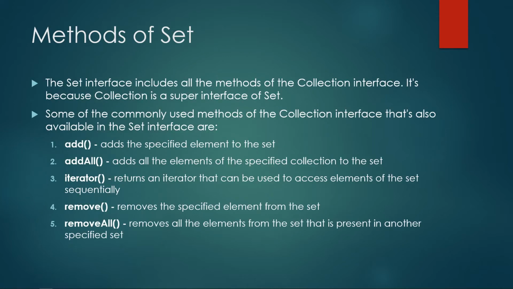The methods of set. The set interface includes all the methods of the collection interface, because collection is a super interface of set. Some of the commonly used methods of the collection interface that are also available in set are add, which adds a specified element to the set; addAll, which adds all the elements of the specified collection to the set; iterator, which returns an iterator that can be used to access elements of the set sequentially; the remove method; and the removeAll method. The remove method removes the specified element from the set, and removeAll removes all the elements from the set that are present in another specified set.